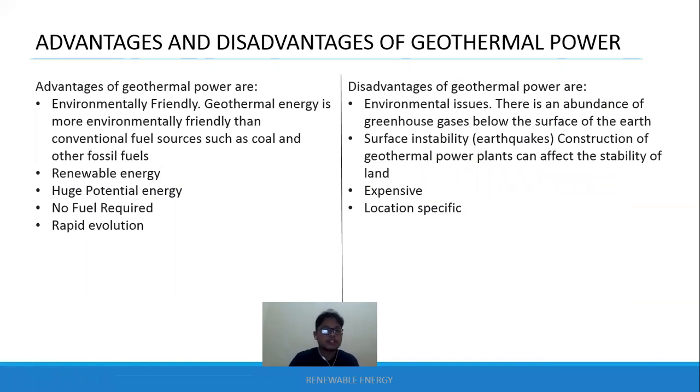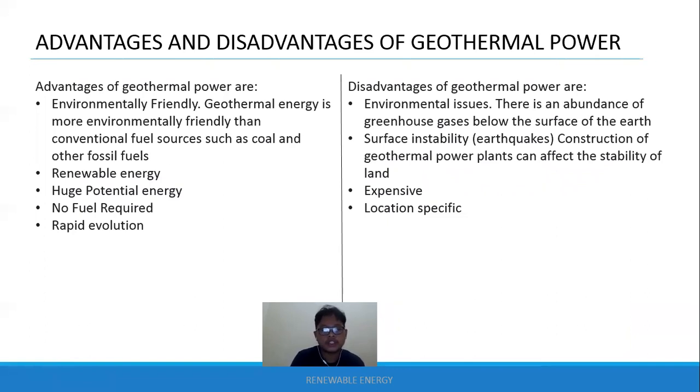In the geothermal power plant, there are advantages and disadvantages. So the advantages are, the first is environmentally friendly. Geothermal energy is more environmentally friendly than conventional fuel sources such as coal and other fossil fuels. The second is renewable energy, and the third is potential energy, as the geothermal power plant has big potential in the future. The fourth is no fuel required, and the fifth, or the last, is rapid evolution.